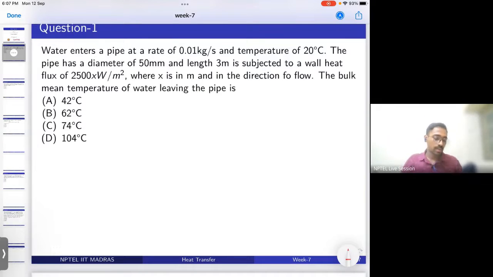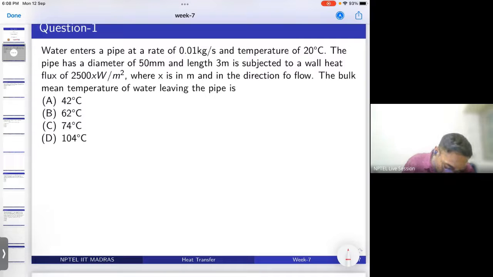In this question, water enters a pipe at a rate of 0.01 kilogram per second and a temperature of 20 degrees Celsius. The pipe has a diameter of 50 mm and a length of 3 m, and is subjected to a wall heat flux of 2500 x watts per meter square. It's not a constant heat flux, it's a function of x. We need to find the bulk mean temperature of the water leaving the pipe.